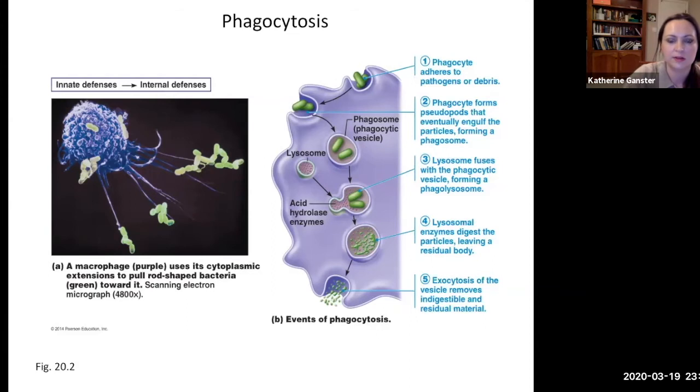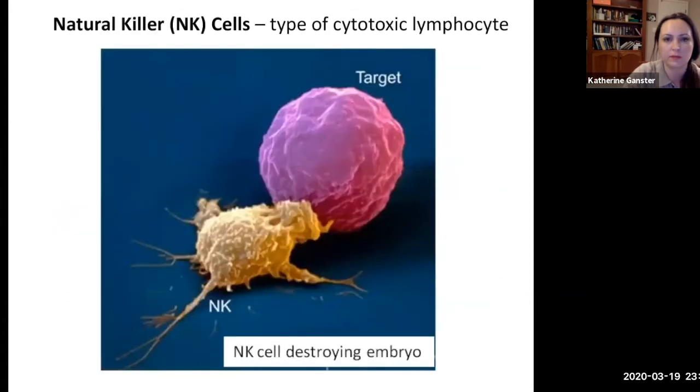So phagocytosis is not specific, but it is one way to fight an infection of any protein that's not a self protein. And again, the term that we give for that is antigen. It's a non-self antigen. Here's a natural killer cell. This is a type of cytotoxic lymphocyte.